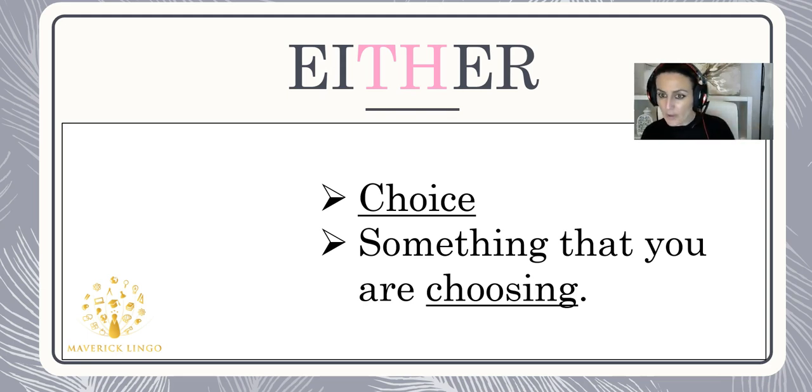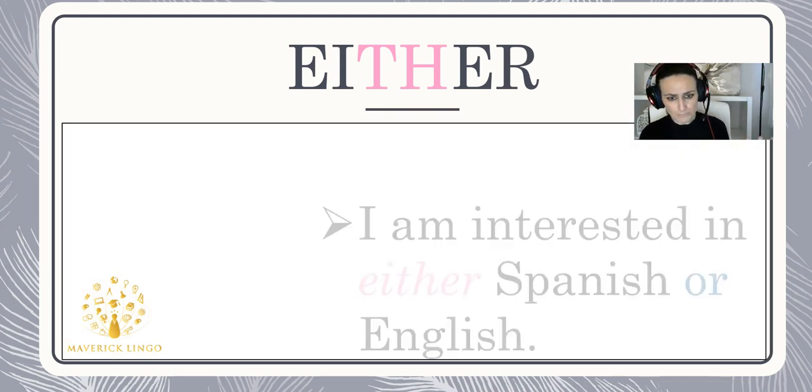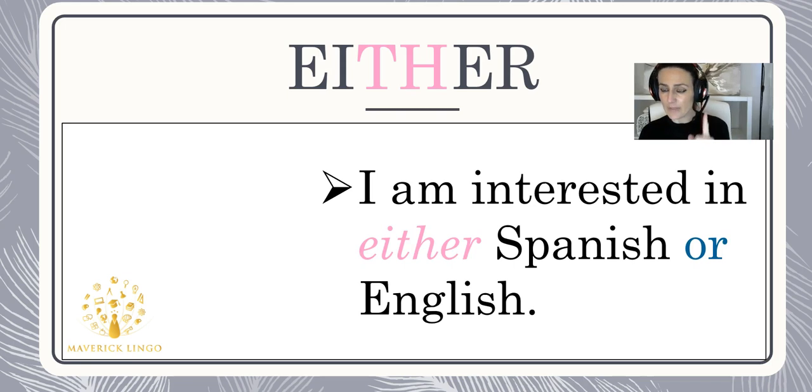Now, let's look at a couple of examples so that we can get a better idea of what I'm talking about here. Well, okay, here's example number 1. I am interested in either Spanish or English. 2 things. Here's our beautiful word either, okay? And in this case, you're dealing with a choice. You are expected to make a choice. You're making a choice, in fact, okay? You're choosing between Spanish or English.